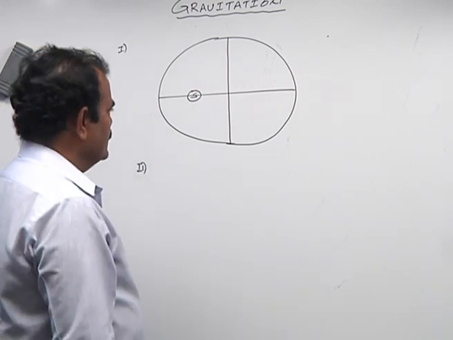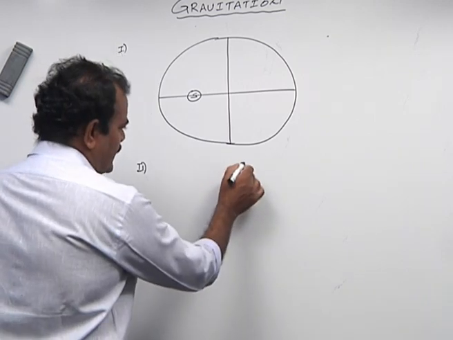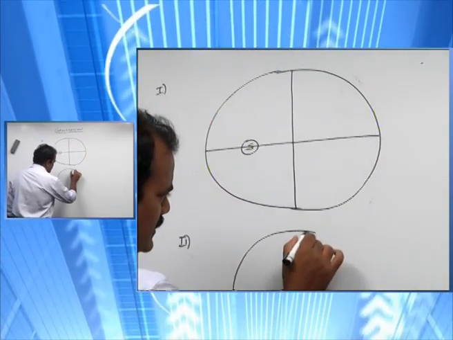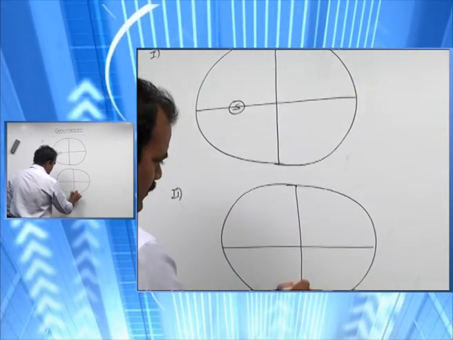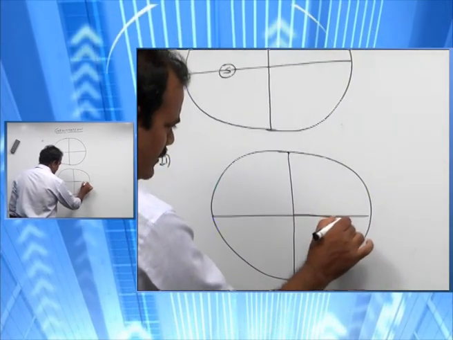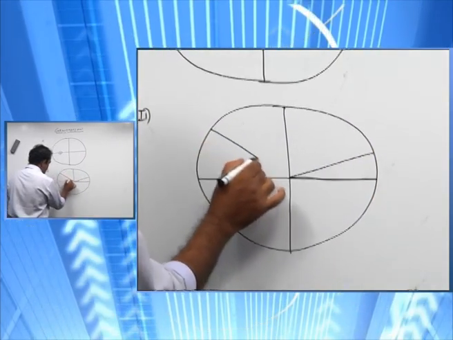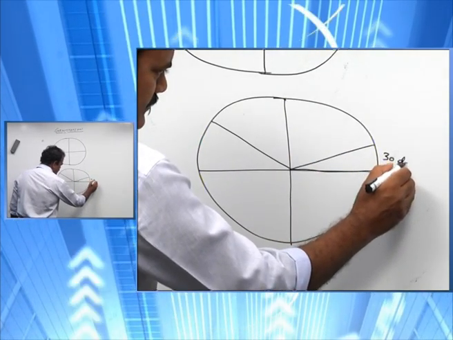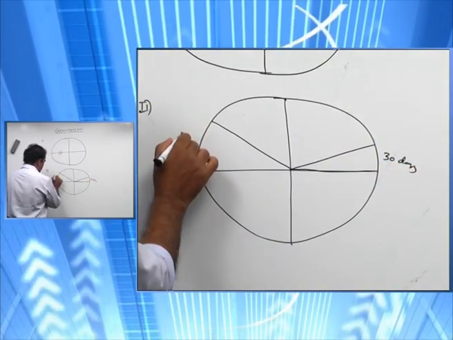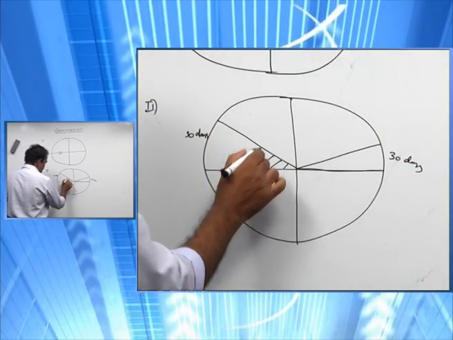In the second one, the line joining the sun and planet sweeps equal areas in equal intervals of time. Sweeping equal areas in equal intervals of time means, in the first case, we are taking two positions, two intervals. Here 30 days is there, and here also we are taking 30 days, and this is the area covered.